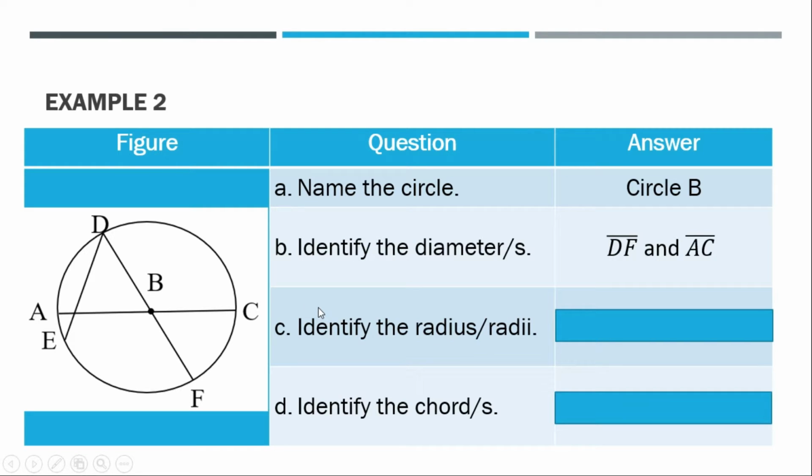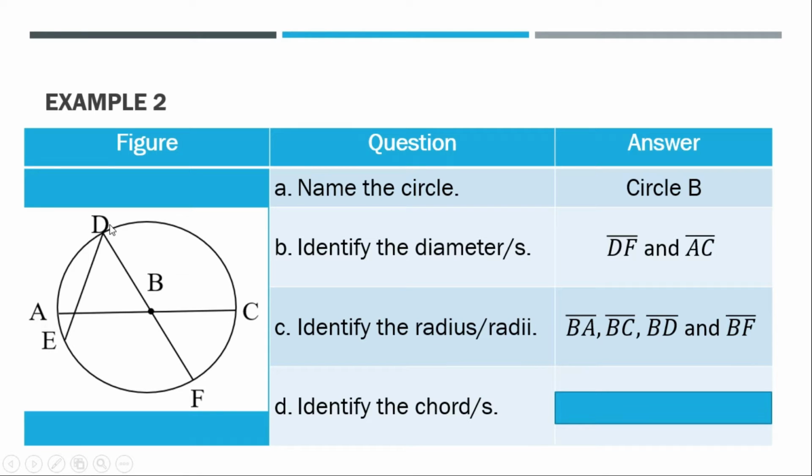Got it? So letter C, let's identify the radius or the radii. We have here 4 radii, 1, 2, 3, 4. We start at the center. We have line segment BA, line segment BC, line segment BD, and line segment BF. Those are the radii of our circle. So letter D, let's identify the chords or the chord. How many chords do we have here?